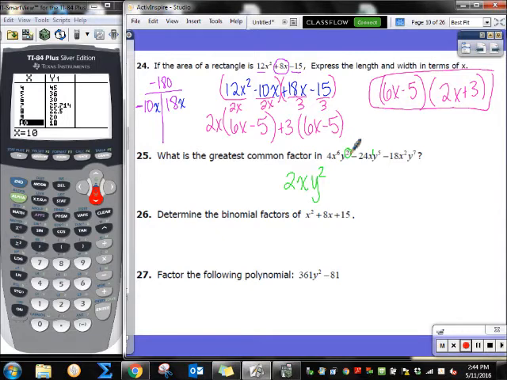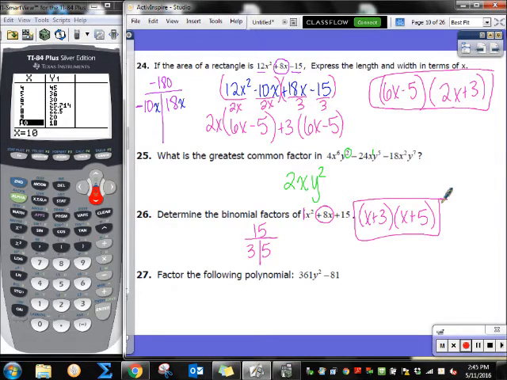For 26, determine the binomial factors of x squared plus 8x plus 15. After that number 24, I'm excited because you can do the shortcut on this problem because a equals 1. The steps are still the same, there's just less steps. So 1 times 15 is 15. Then you need your two numbers that will add to give you 8. So that's going to be a 3 and a 5. Now the awesome part about when you can use your shortcut is that these are going to be the numbers in your parentheses. So it would be x plus 3 times x plus 5.